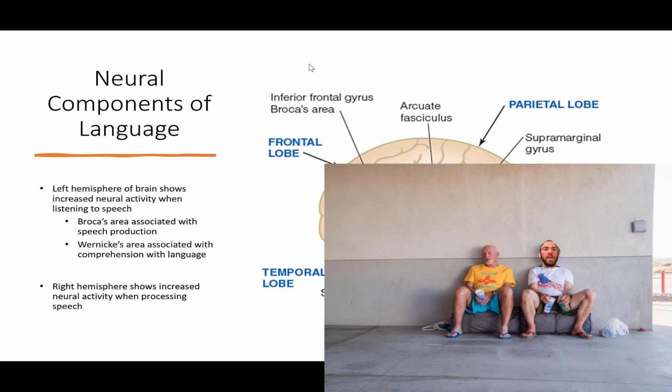Neurocomponents of language. This is just a very basic overview of the neurocomponents of language. It's far more complex than this, and this is not exactly correct, but for the purpose of this class, this is sufficient. The left hemisphere of the brain shows increased neural activity when listening to speech, and Broca's area is associated with speech production. Wernicke's area is associated with language comprehension. The right hemisphere shows increased neural activity when processing speech.